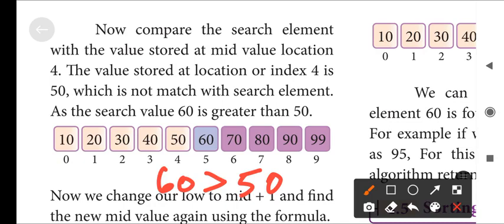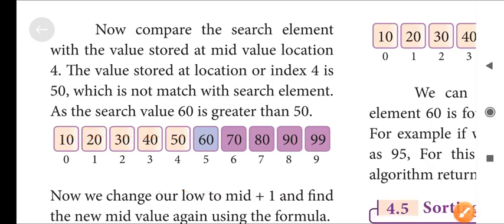If the mid value 50 is less than 60, we can omit the left side values. Then only it should be colored. Now we can omit this left side value. That is why it is called the half interval search algorithm, because we can omit half of the part. Half interval search algorithm, binary search.